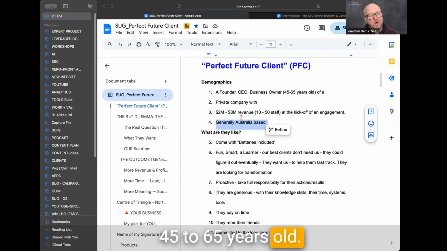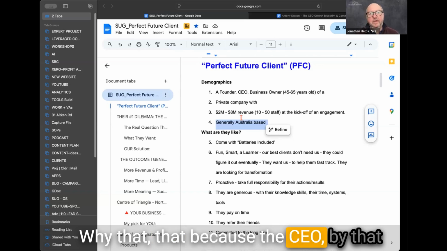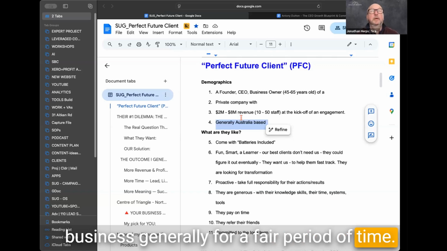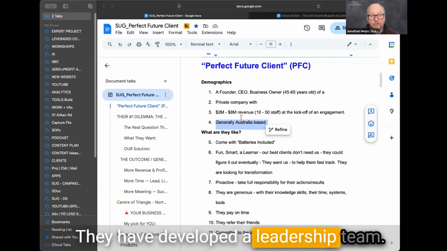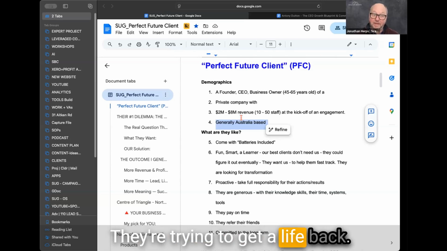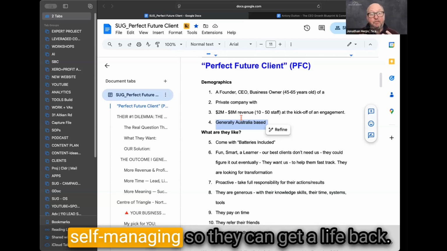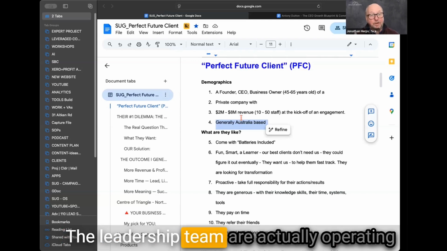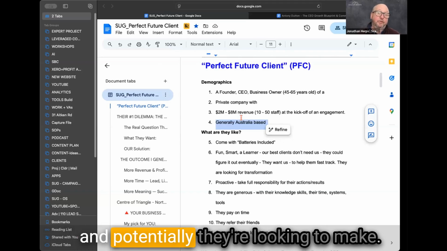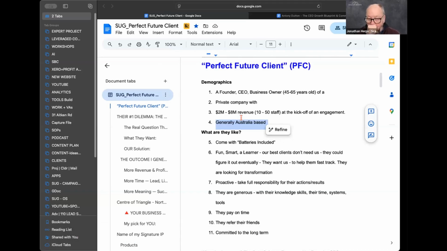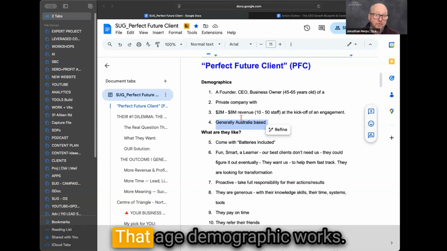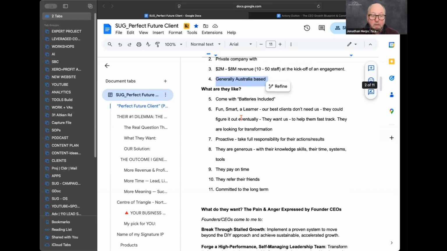45 to 65 years old. Why that? Because the CEO or the founder by that stage has generally been in the business for a fair period of time. They have developed a leadership team. They've probably made a lot of mistakes, and may have hit a ceiling. They're trying to get a life back. They're trying to make the business self-managing so they can get a life back. The leadership team are operating without them being a roadblock. And potentially they're looking to make an exit at some stage, or be prepared for an exit. That age demographic works. What are they like?